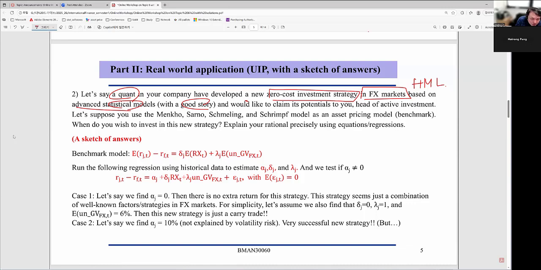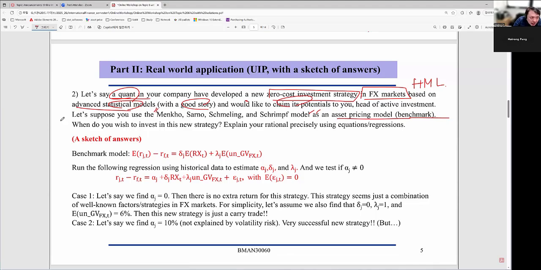So you are the head of active investment. Let's suppose you use the Mank et al. model as an asset pricing model or benchmark model. We want to know whether this strategy developed by the quant is indeed a new strategy or not. So how do we approach these kinds of questions?